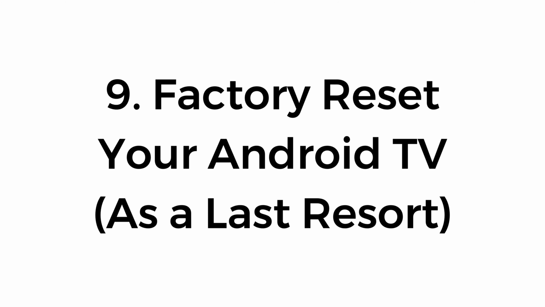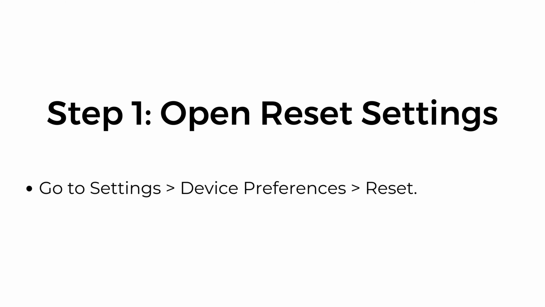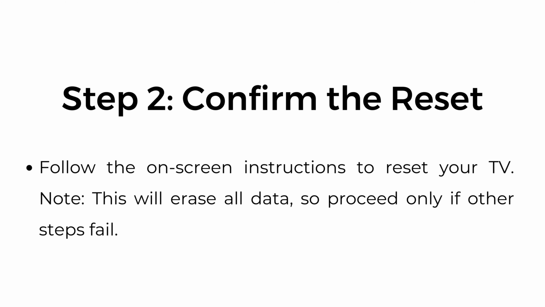9. Factory reset your Android TV as a last resort. Step 1. Open Reset Settings. Go to Settings, Device Preferences, Reset. Step 2. Confirm the reset. Follow the on-screen instructions to reset your TV. Note, this will erase all data, so proceed only if other steps fail.